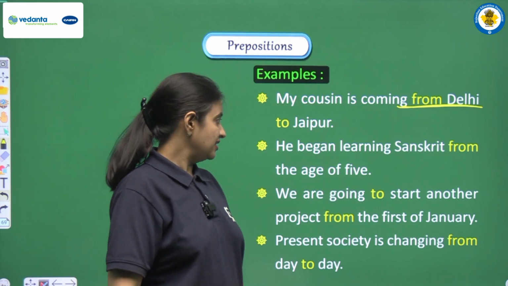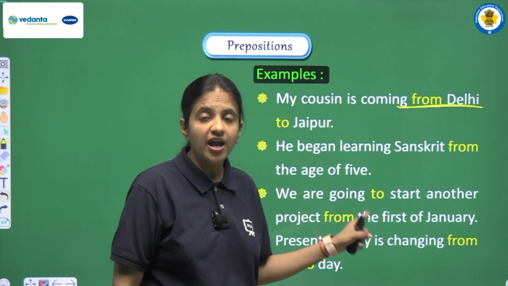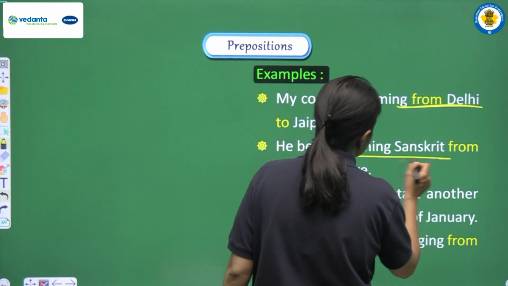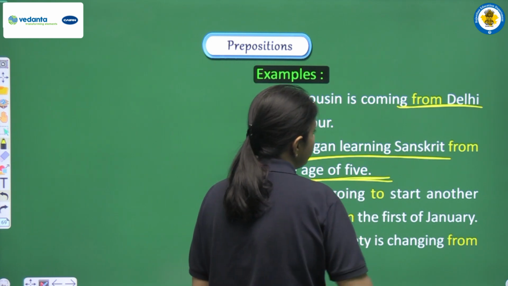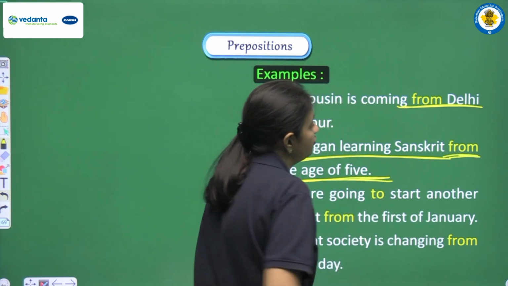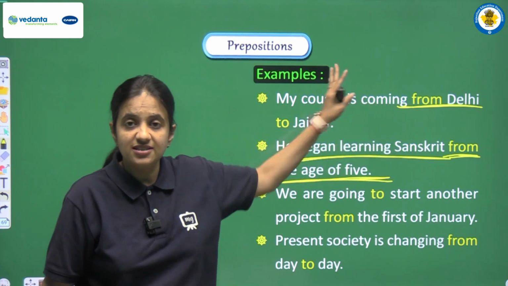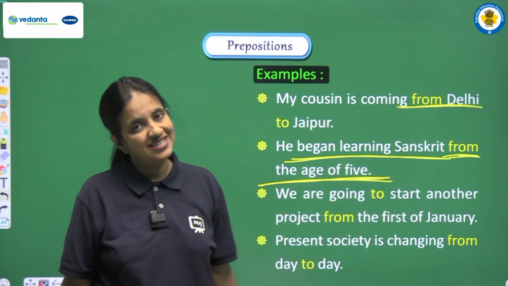Okay, next is, he began learning Sanskrit from the age of 5. So here we are saying that the beginning of learning Sanskrit happened at the age of 5. So at the age of 5, it was the starting point of this thing when he started learning Sanskrit, right? So this is the starting point, and this is the reason we are having from here in this sentence.